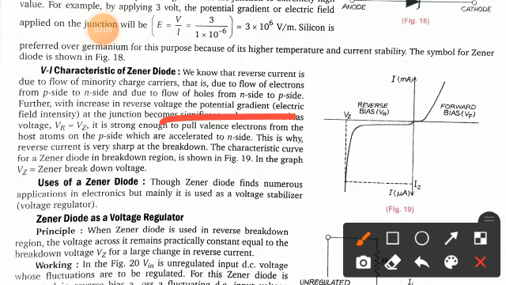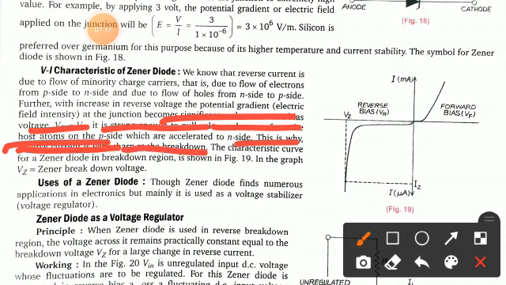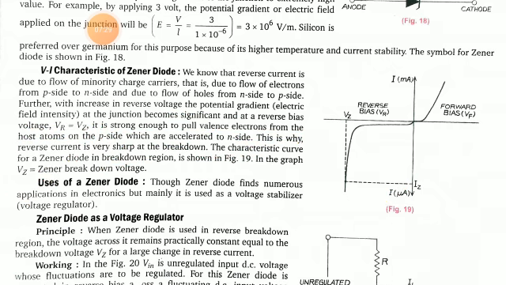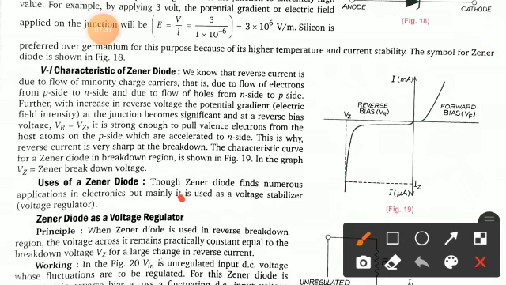and at a reverse bias voltage Vr equals Vz, it is strong enough to pull valence electrons from the host atoms on the p side, which are accelerated to the n side. This is why reverse current is very sharp at the breakdown. The characteristic curve for the Zener diode in the breakdown region is shown in figure number 19, you can see here with the graph. Now come to the uses of the Zener diode. The Zener diode finds numerous applications in electronics, but mainly it is used as a voltage stabilizer or a voltage regulator. Clear?